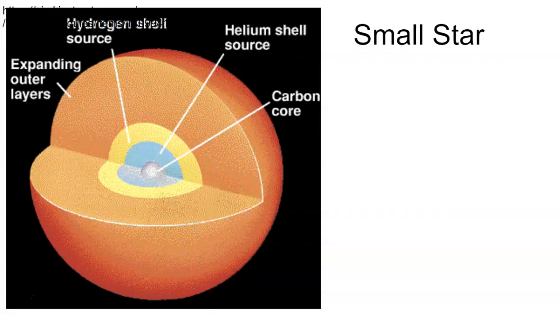This one is what our sun's going to turn into. So it's a small star, and it only fuses up to carbon. So you can see carbon's in the center, and then it's just helium, and last on the outside it's still hydrogen. So it only has 3 layers.